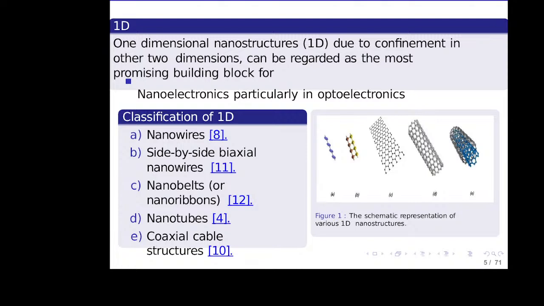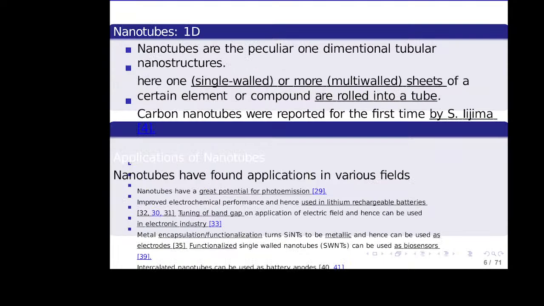One-dimensional nanostructures, due to confinement in the two directions, can be regarded as the most promising building block for nanoelectronics. These can be nanowires, side by side biaxial nanowires. These can be nanobelts, nanotubes, as well as coaxial cables.